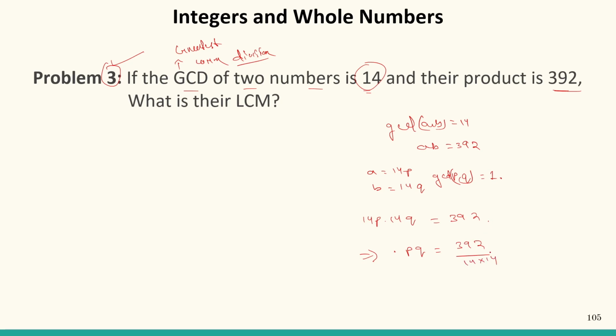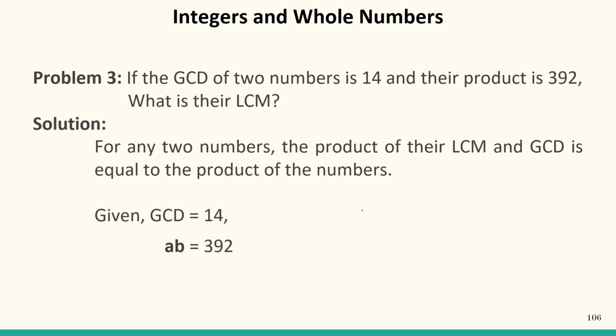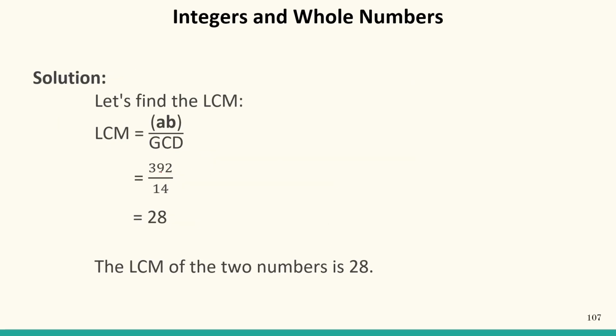Okay. So it will be 2, right? So this will be equal to 2. Okay. So basically GCD is equal to 14, AB is equal to 392. This is given to us. So AB by GCD, so this will be 392 by 14, which is equal to 28. So LCM will be 28.